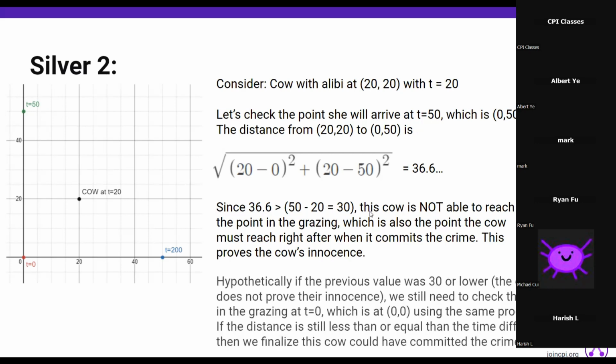Now, hypothetically, if the previous value was 30 or lower, which means the cow can in fact reach that point in the specified time, we still need to check another point, which is (0, 0), because this is the point it will move off to from the grazing to the alibi. We will use the same procedure, and if the distance is less than or equal to the time difference, then we can finalize that this cow committed the crime, just like what we did for the other point. And if it's greater, then it couldn't have committed the crime.